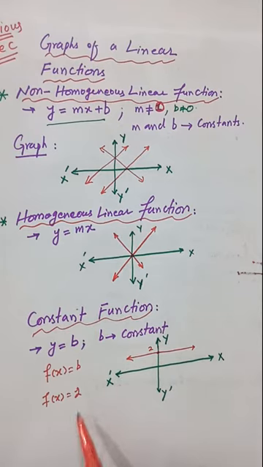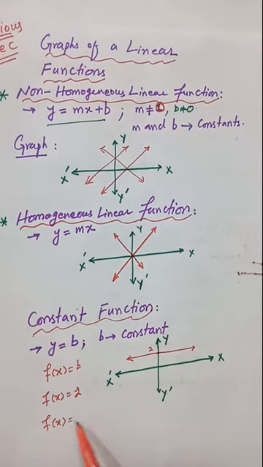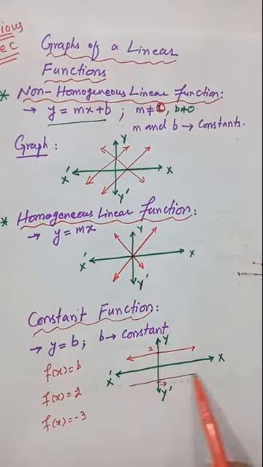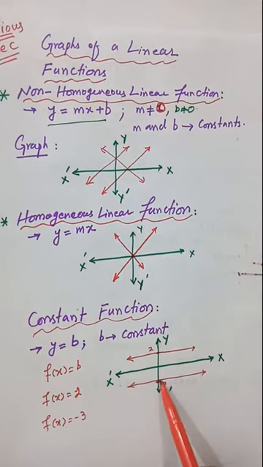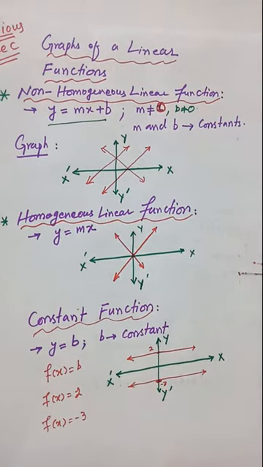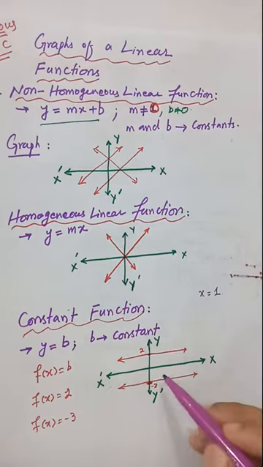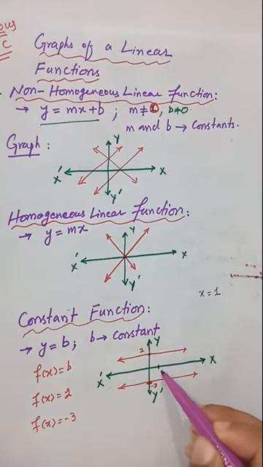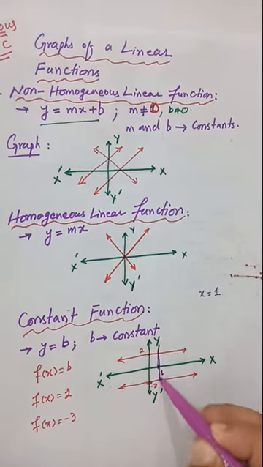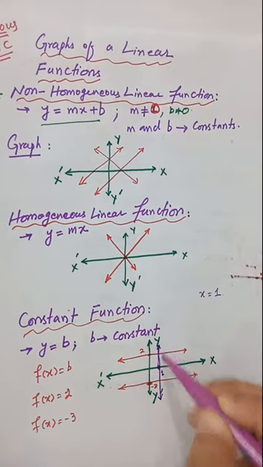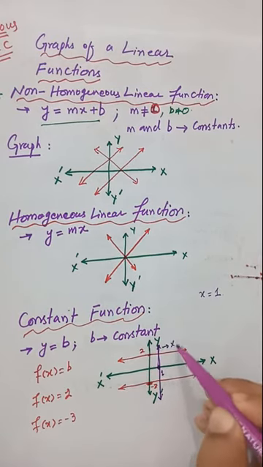If f of x is equal to -3, so the graph, let's say this is -3, the graph of this will be a horizontal line parallel to the x-axis. So these are the graphs. Now we also discussed that if x is equal to 1, its graph, let's say this is x equal to 1, will be a vertical line parallel to the y-axis. This is the graph of x is equal to 1.